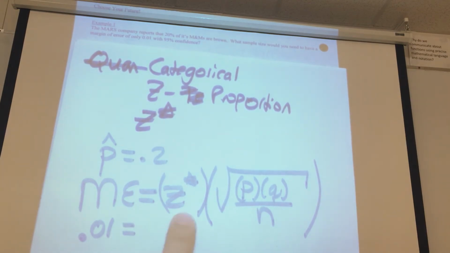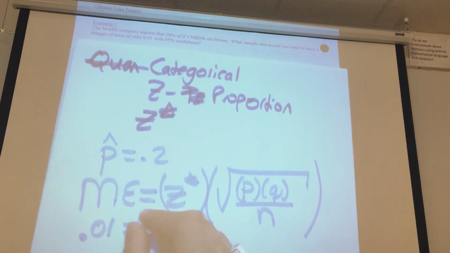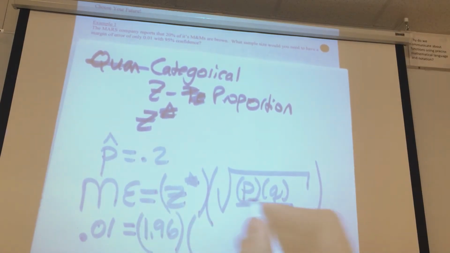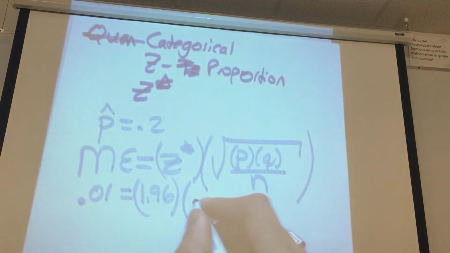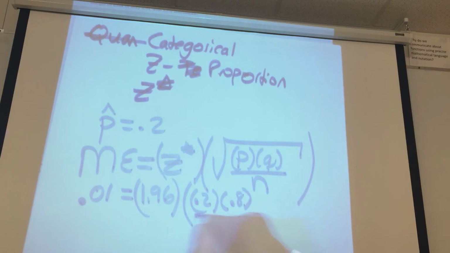Okay, let's look back at the front and find the Z star. Please notice they want a 95% confidence interval. The Z star should be 1.96. If you look back at the front side of the sheet, this is 1.96. The p is 0.2. The q is 0.8. And we need to get n. That's what they're asking us.